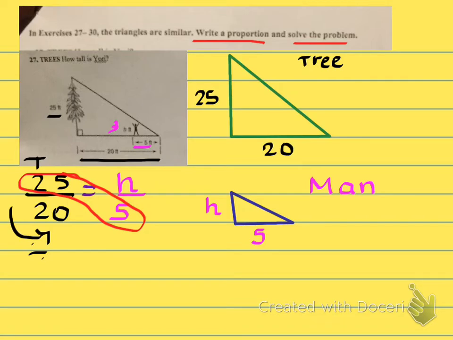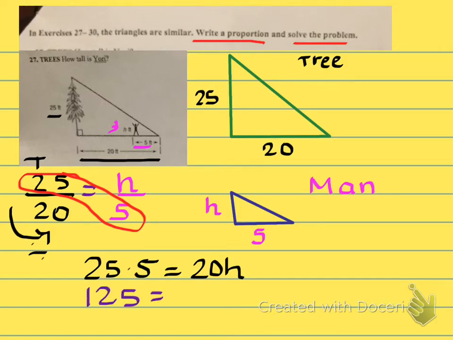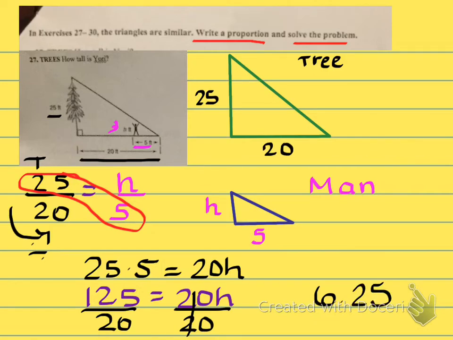So when you get 25 times 5 equals 20H, when you multiply the 25 times 5, you should get 125 equals 20H. And then from here, you just need to solve it like a regular equation. So you're going to divide each side by 20, because remember 20 times h, in order to undo that, you're going to divide both sides by 20. And you get a total of 6.25. So that means that the height is going to be 6.25.